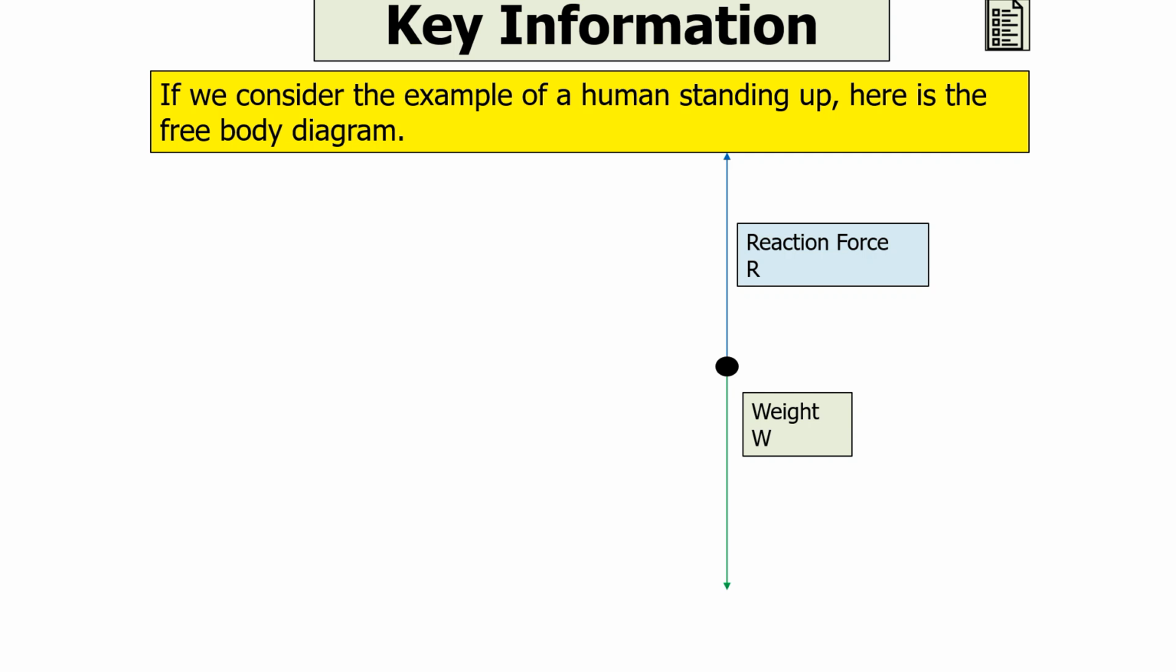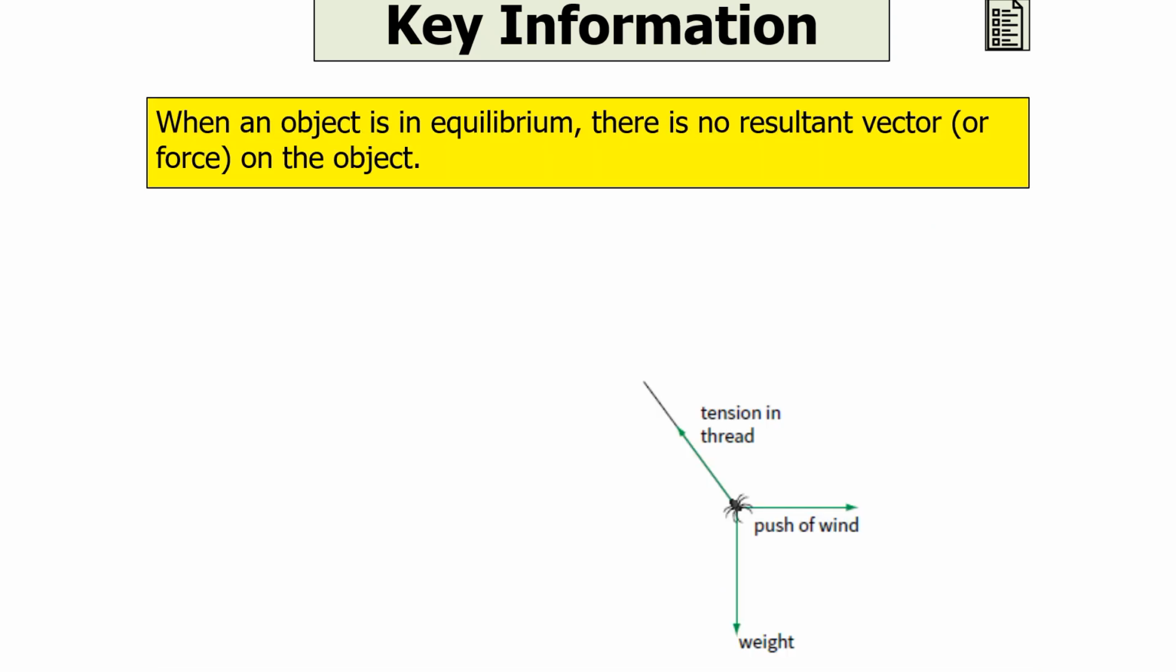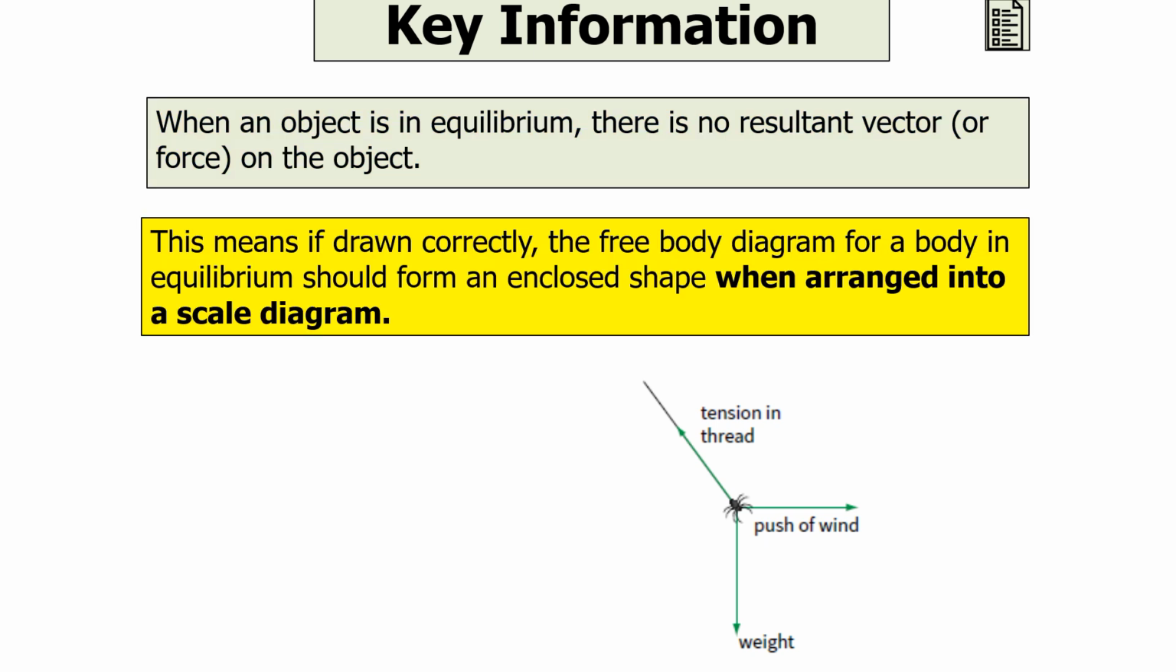Now, if we consider the example of a human standing up, we can see our free body diagram. As we know the human is in equilibrium, the forces must be equal to each other. So the upward forces equal the downward forces, or in this case, R will equal W. When an object is in equilibrium, there is no resultant force on the object. This means if drawn correctly, the free body diagram for a body in equilibrium should form an enclosed shape when arranged into a scale diagram.